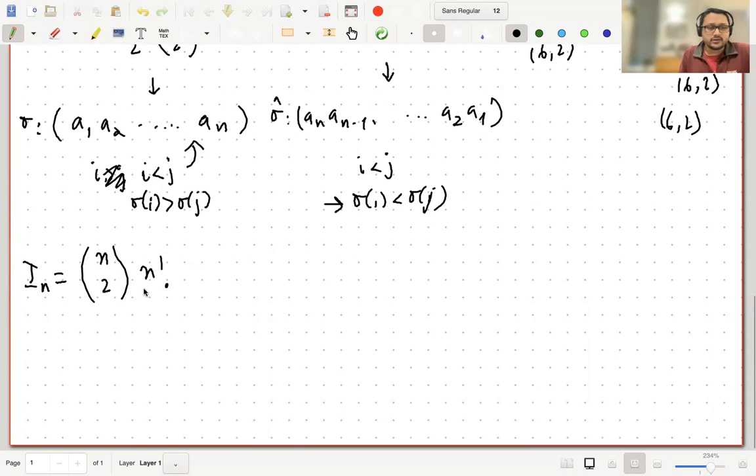Sorry, not exactly this. We have to divide by 2 because this sigma and sigma hat will come in pairs. So the total number of permutations divided by these pairs of permutations. This is another combinatorial way to arrive at the explicit formula for the number of inversions.